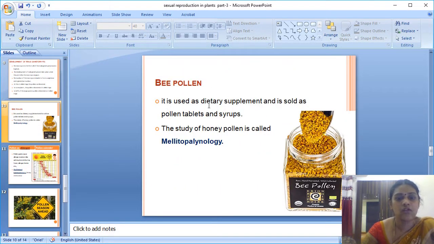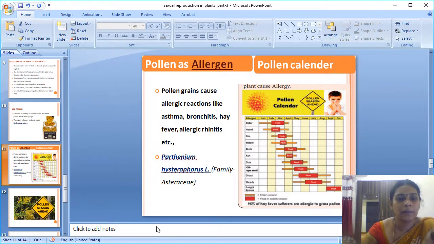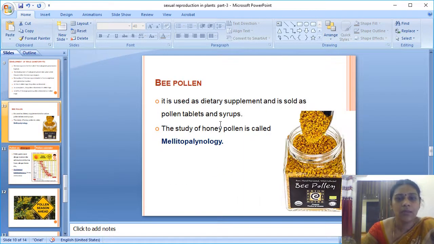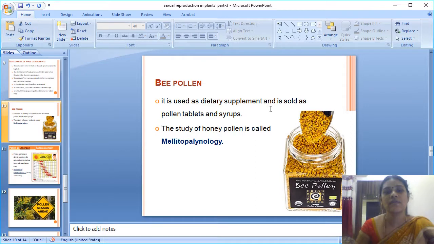Bee pollen is used as a dietary supplement and sold as pollen tablets and syrup. Bee pollen is nothing but the pollen which is produced by the bees. It is a natural substance which contains high protein and carbohydrate, ascorbic acid, some minerals, and vitamins. That is why it is given as a food supplement, in tablet or pellet form or as syrup.